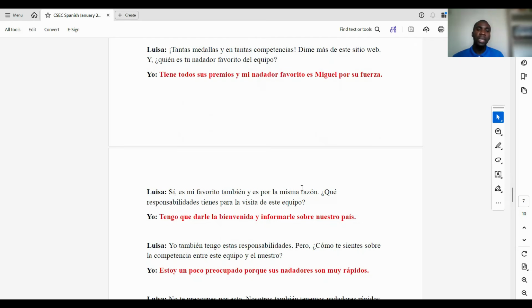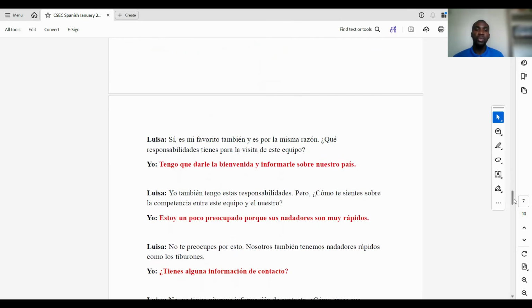Okay. So continuing. ¿Qué responsabilidades tienes para la visita de este equipo? So what responsibilities do you have for the visit of this team? So what does Luisa say afterwards? Yo también tengo estas responsabilidades. So I also have these responsibilities. Obviously, you have to mention what the responsibilities are. Okay? Pero, ¿cómo te sientes sobre la competencia entre este equipo y el nuestro? So that's more the second part. So, but how do you feel about the competition between this team and ours?